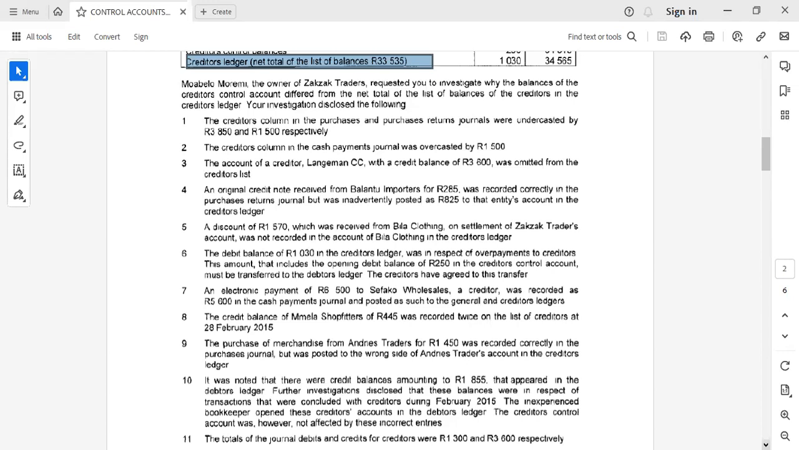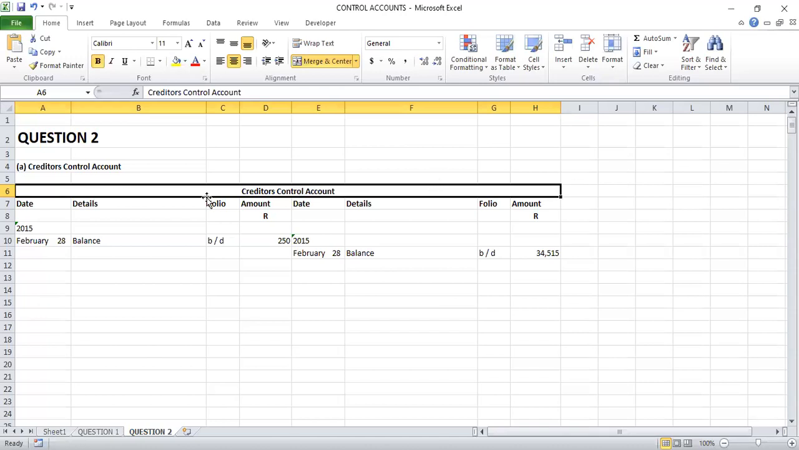Number one, the creditors control column in the purchases and purchases returns journals were undercasted by 13,850 and 1,850. So we've got the purchases and the purchases returns columns, they were undercasted. That means the totals were wrong, so we're supposed to correct those totals. We know that our purchases are recorded on the credit side. Remember that creditors control is a liability: it increases on the credit and reduces on the debit side.